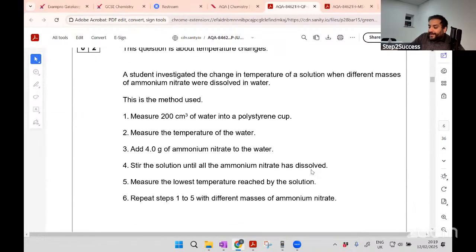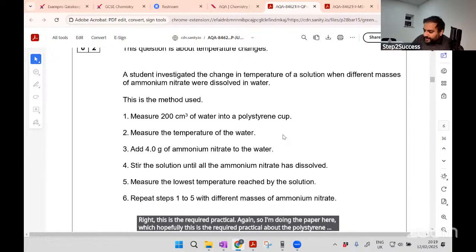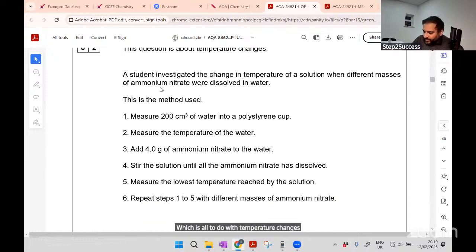Right, this is the required practical again. So I'm doing the paper here, which hopefully is the required practical about the polystyrene cup, which is all to do with temperature changes. Make sure you read these really carefully. You should do what I'm doing.